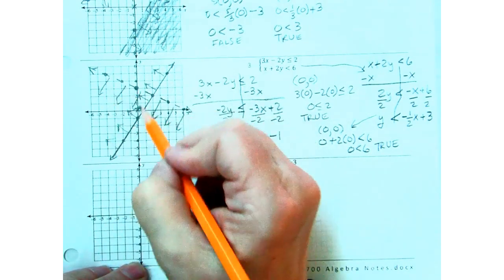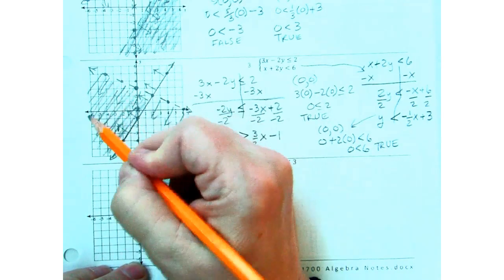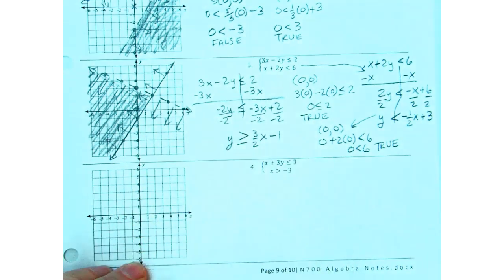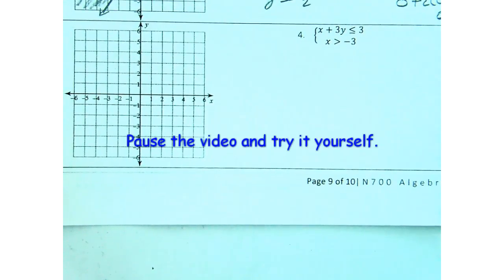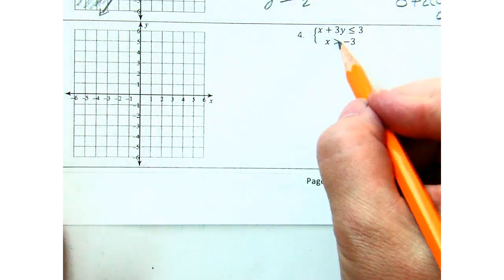The solution is where the arrows overlap. Shade this area. The shaded area is the solution to the inequality. Pause the video and try the last example yourself. Now that you have tried it, check your work.